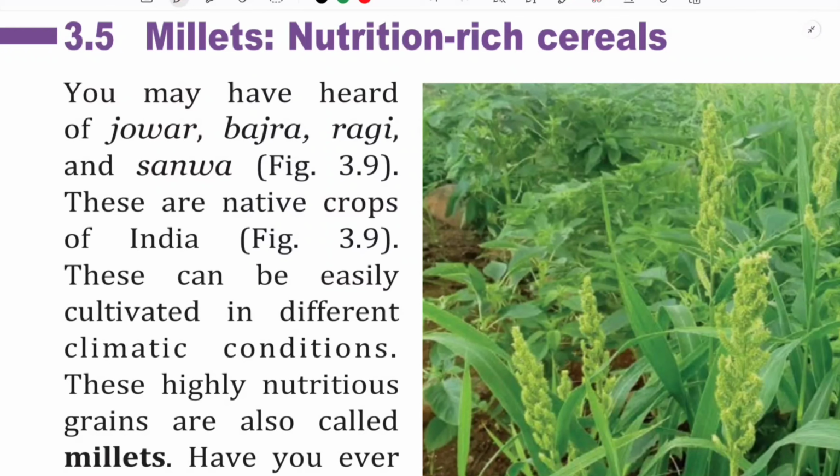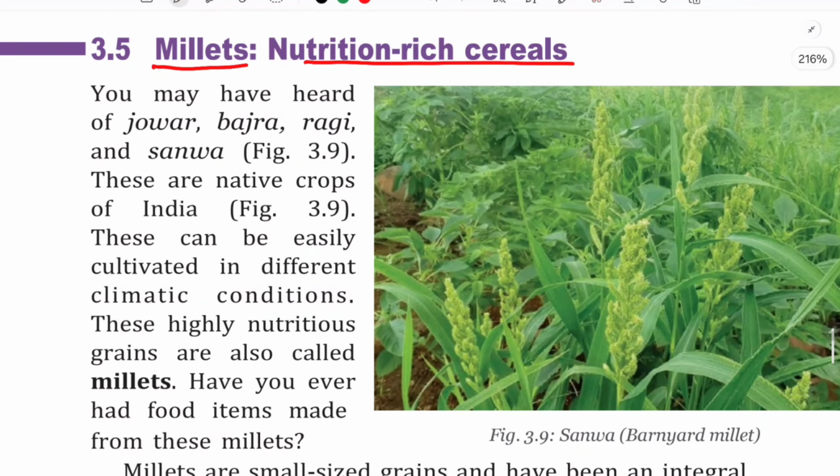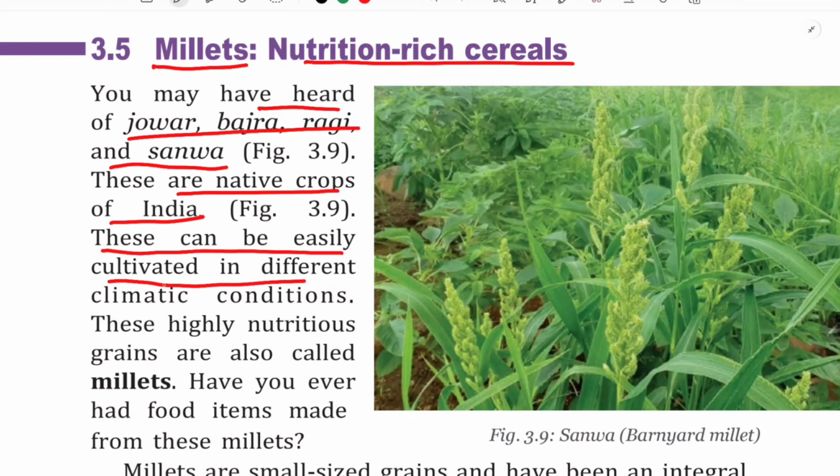So now next let us see about millets. Why are these millets very nutritious? Let us see, okay? Nutrient-rich cereals. These are cereals which are very good for our health, okay? And let us try to understand why. You may have heard of jowar, bajra, ragi and sanwa. These are native crops of India, grown in India first, okay? These can be easily cultivated in different climatic conditions, whether the climate is very hot or very dry or very rainy, okay? In every climate condition, these crops can be cultivated very easily, okay?